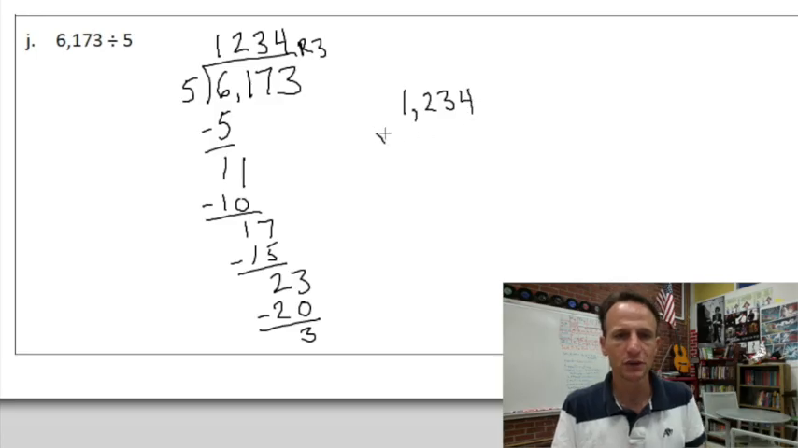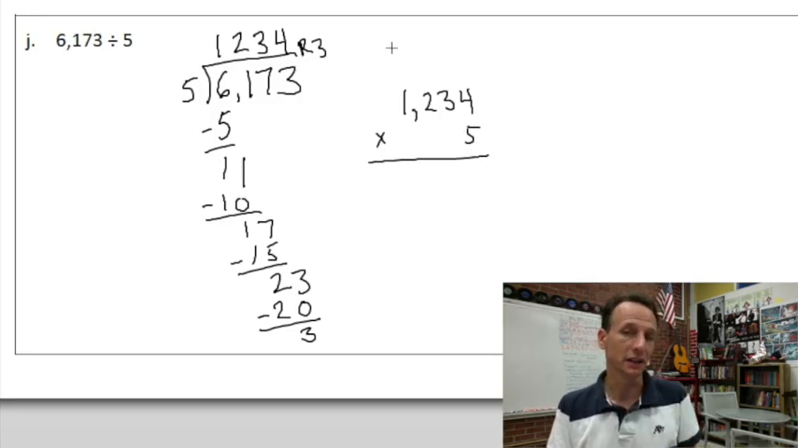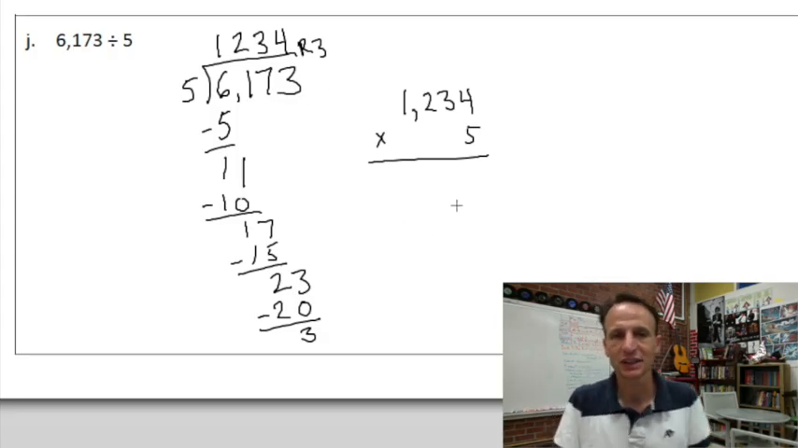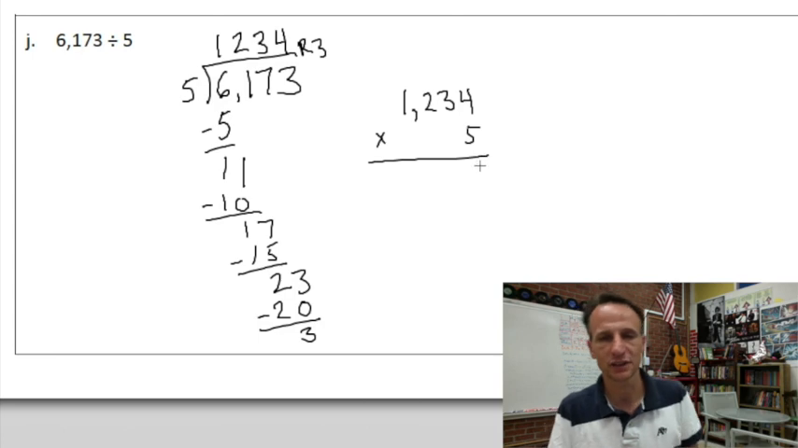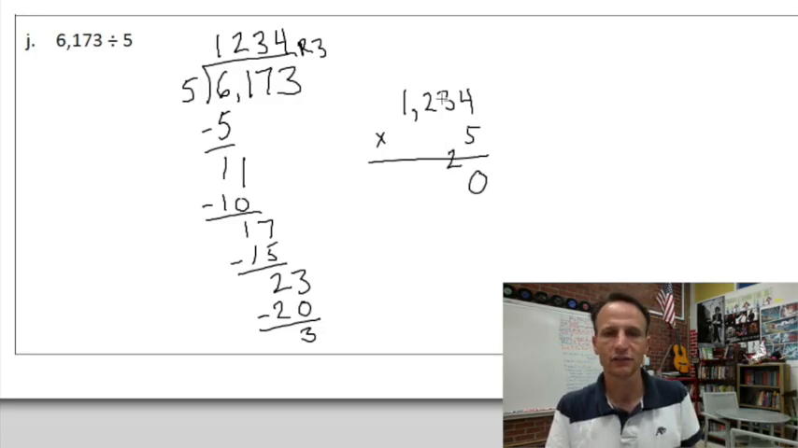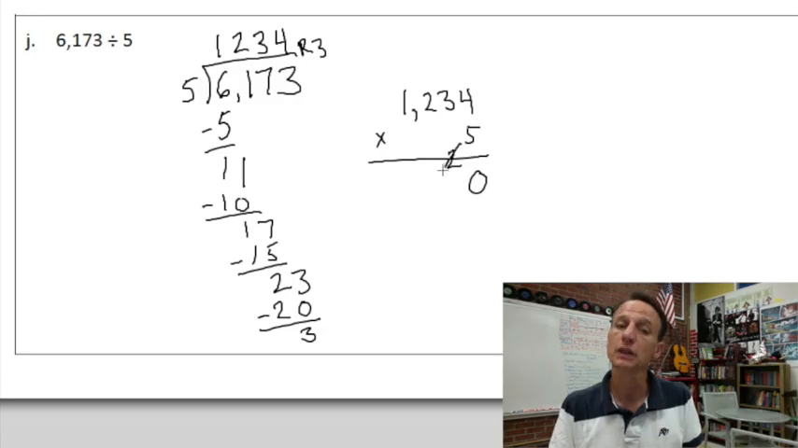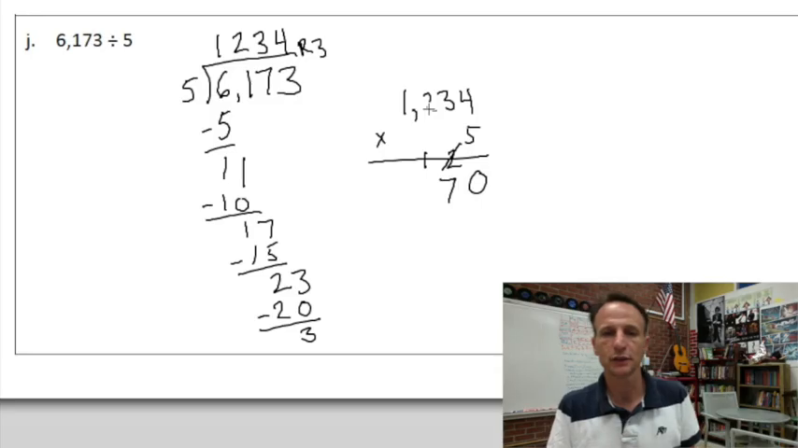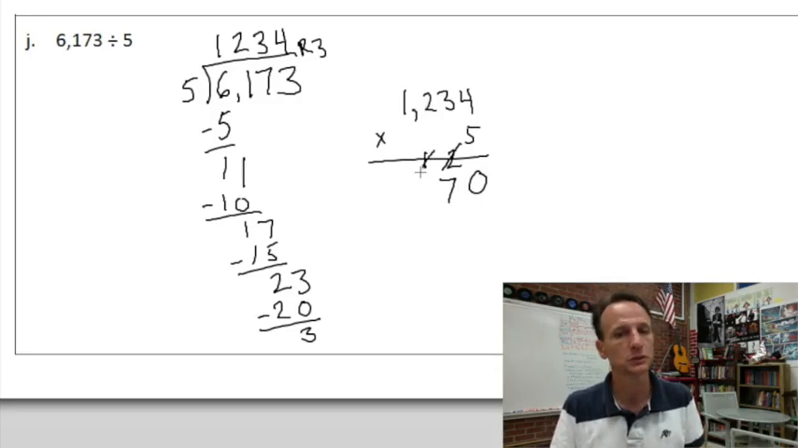1,234, and multiply it by 5, look, 1, 2, 3, 4, 5. How cute. We will add in our remainder of 3, and we'll end up with our dividend we started with, if everything was done correctly, which I think it was. 5 times 4 is 20. 5 times 3 is 15, plus 2 is 17. Boom. 5 times 2 is 10, plus 1 is 11.